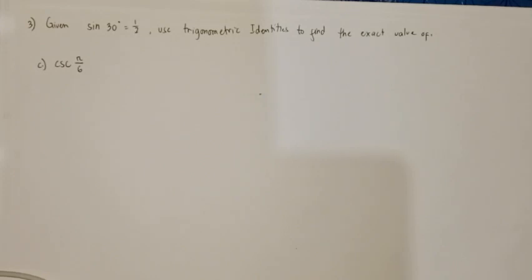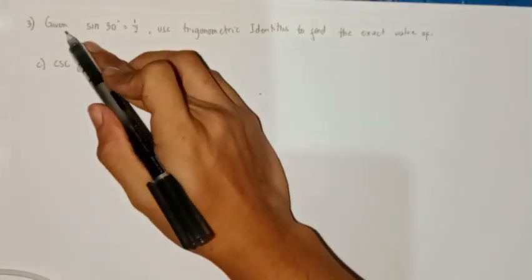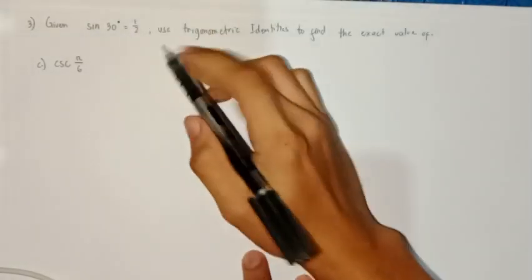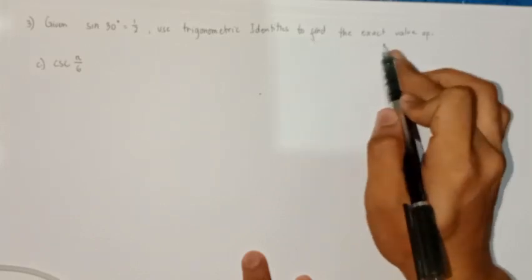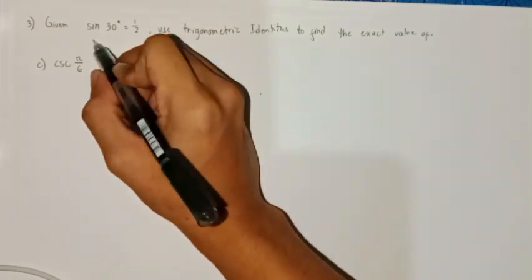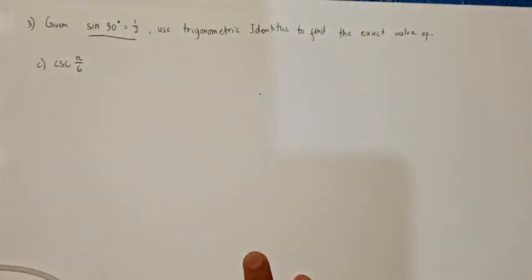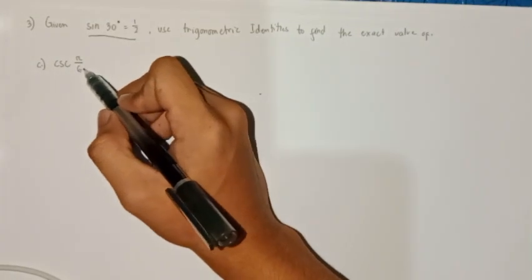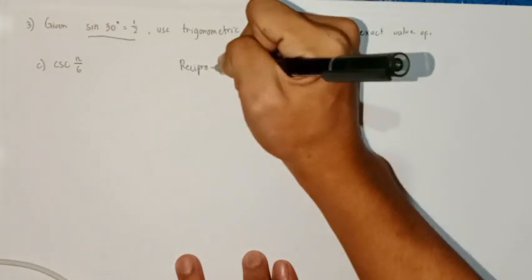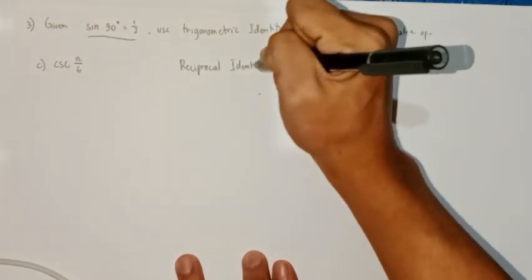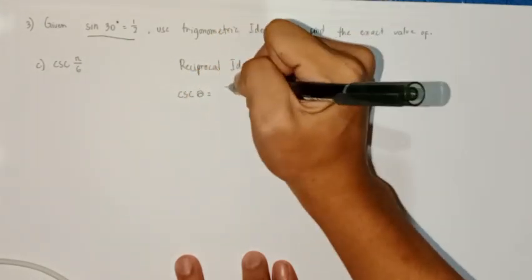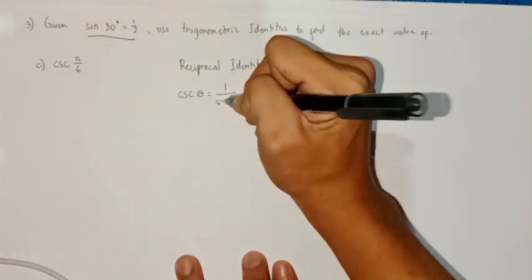Now, let's proceed to item number 3. In item number 3, given sine 30 degrees is equal to 1 half, use trigonometric identities to find the exact value of cosecant pi over 6. Take note of this given. Now, to find the value of cosecant pi over 6, we will use the reciprocal identities. We will use cosecant theta is equal to 1 over sine theta.